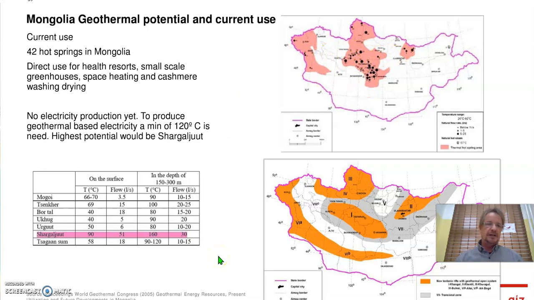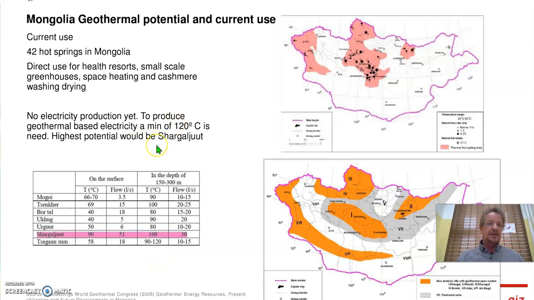For electricity generation, this area here in Sarangui Yud is quite promising, with the heat of the water at 160. The minimum is 120.